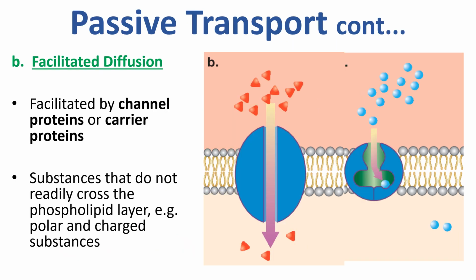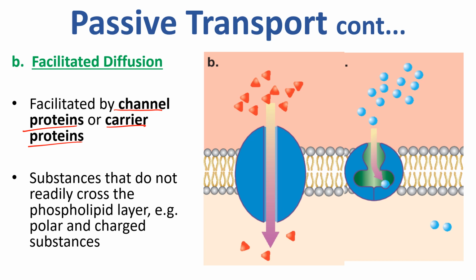Okay, the other type of passive transport, because some molecules can't cross the cell membrane, as we've learnt, is called facilitated diffusion. So cells have evolved to have these proteins embedded in the cell membrane that are called channel proteins or carrier proteins. And these are basically just ways for those larger polar and charged molecules to easily diffuse through the membrane.